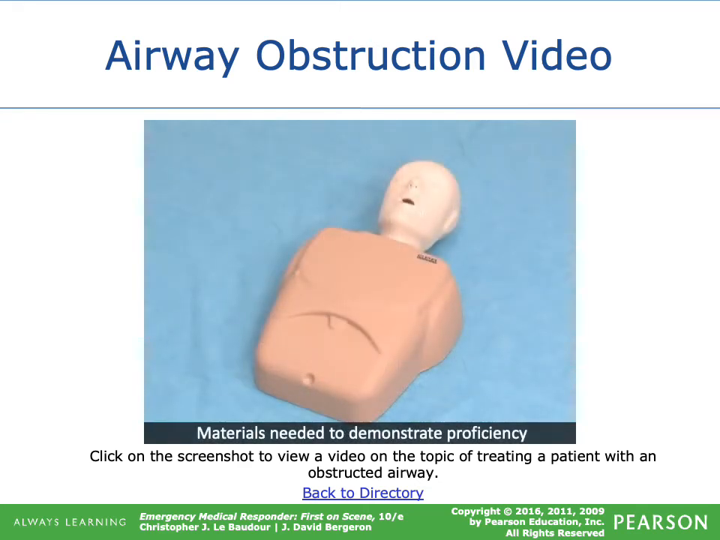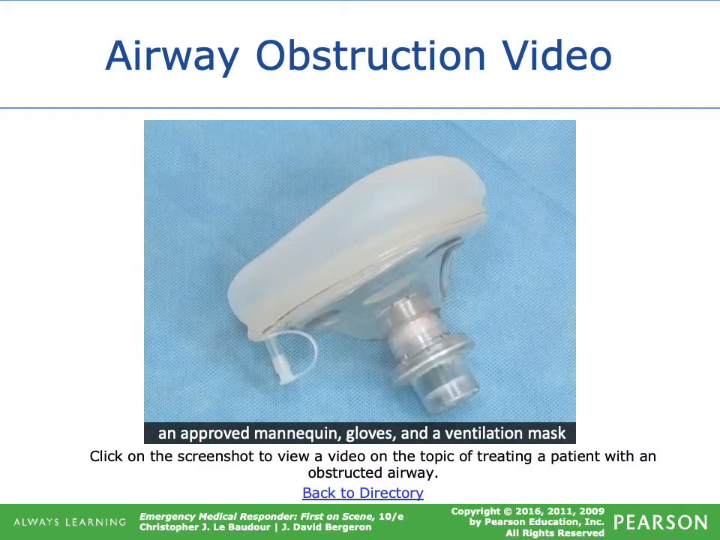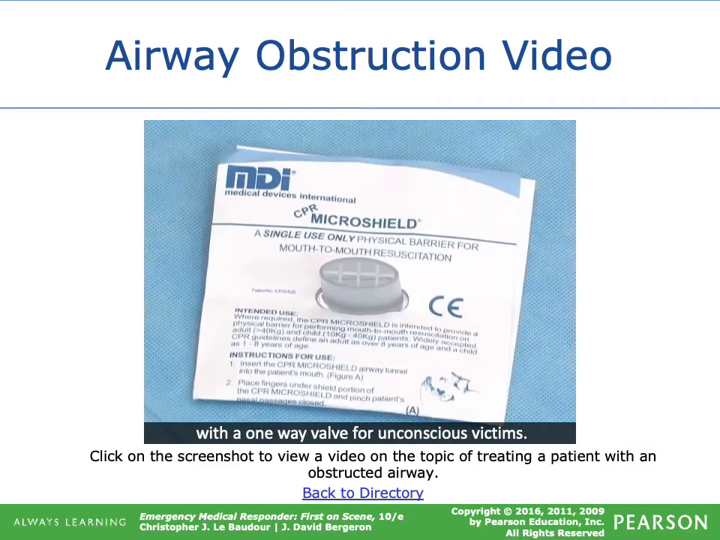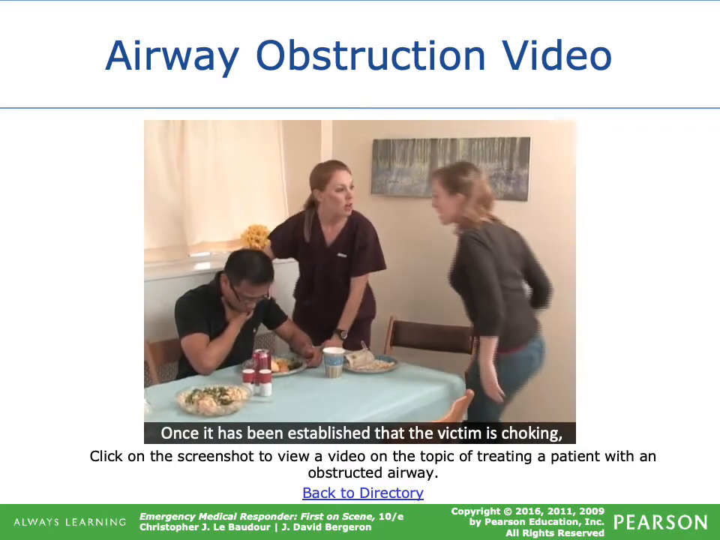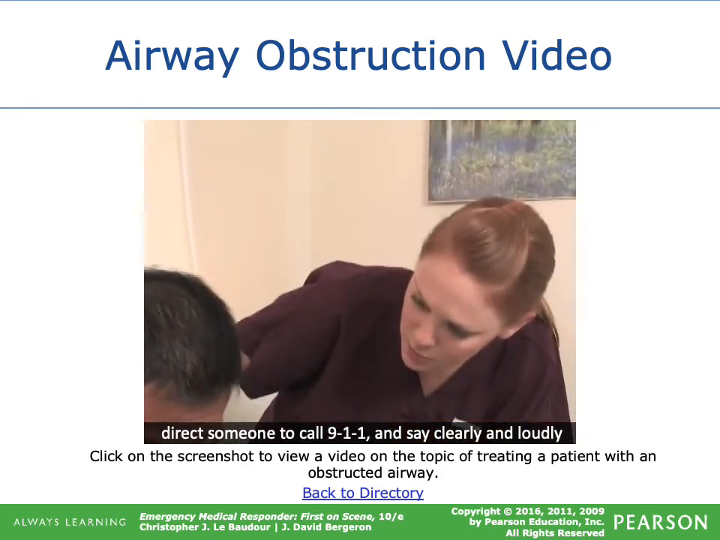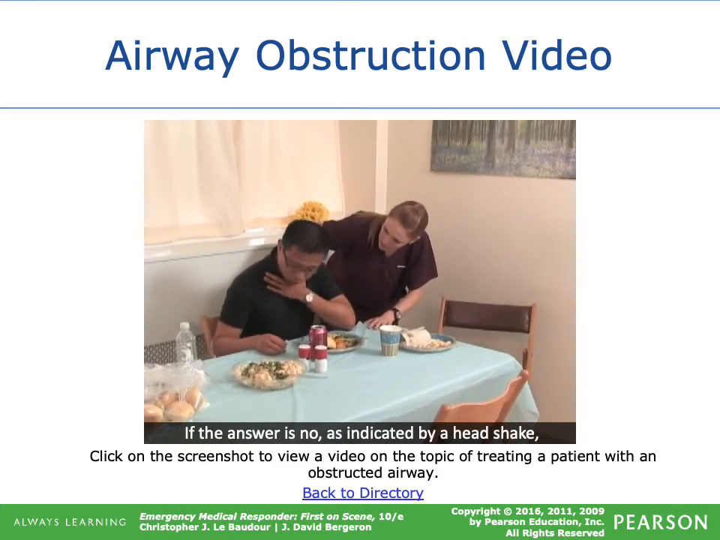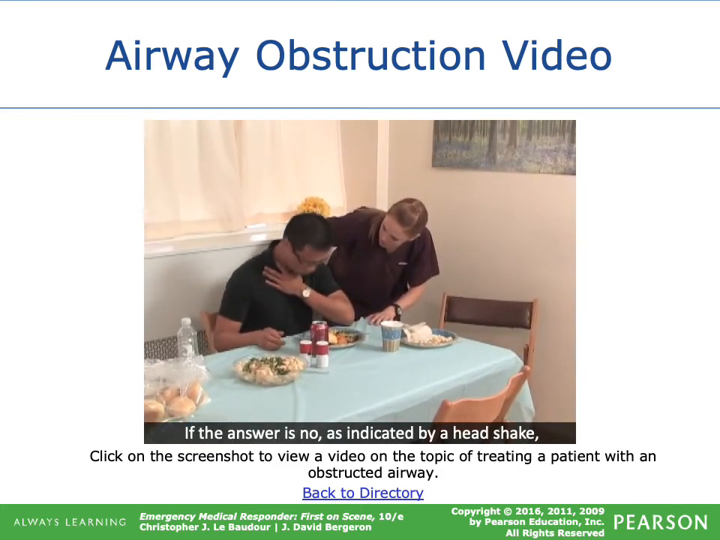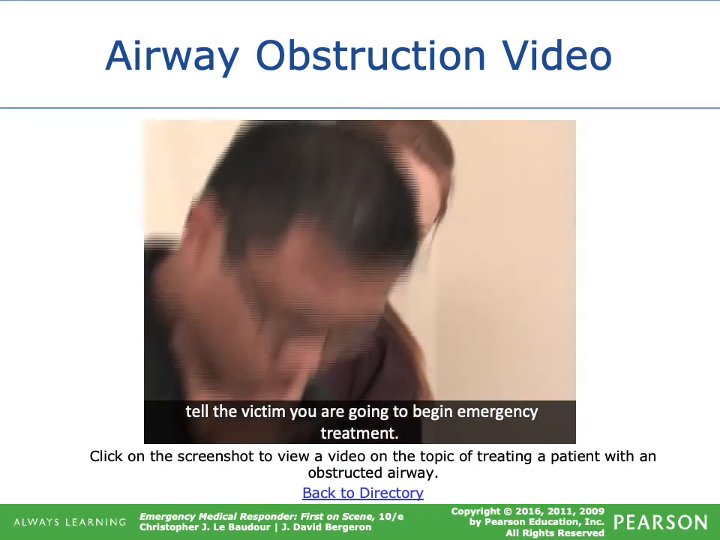Materials needed to demonstrate proficiency in this procedure are an approved mannequin, gloves, and a ventilation mask with a one-way valve for unconscious victims. Once it has been established that the victim is choking, direct someone to call 911 and say clearly and loudly, "Are you choking?" or "Can you speak?" If the answer is no, as indicated by a head shake, tell the victim you are going to begin emergency treatment.